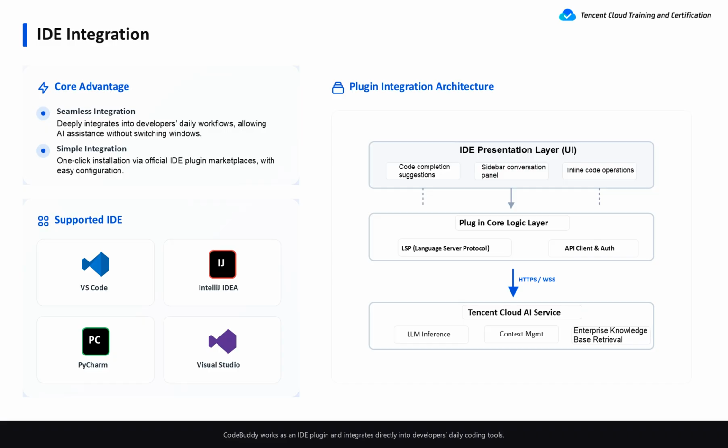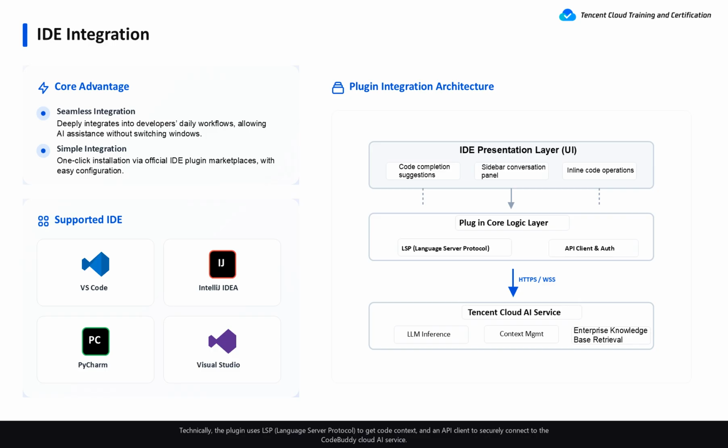CodeBuddy works as an IDE plugin and integrates directly into developers' daily coding tools. This is a key advantage over standalone AI tools. With deep IDE integration, AI assistance appears naturally in the workflow. No need to switch windows or copy and paste code. Everything happens inside the editor.